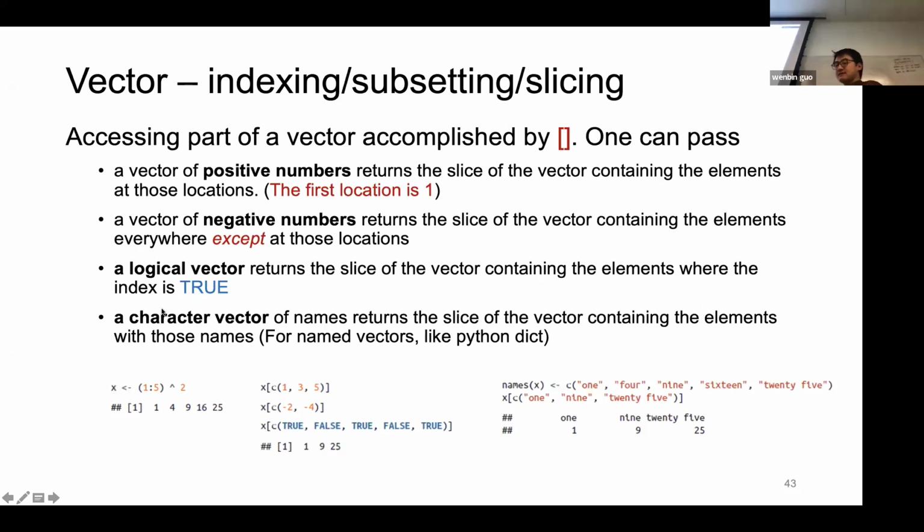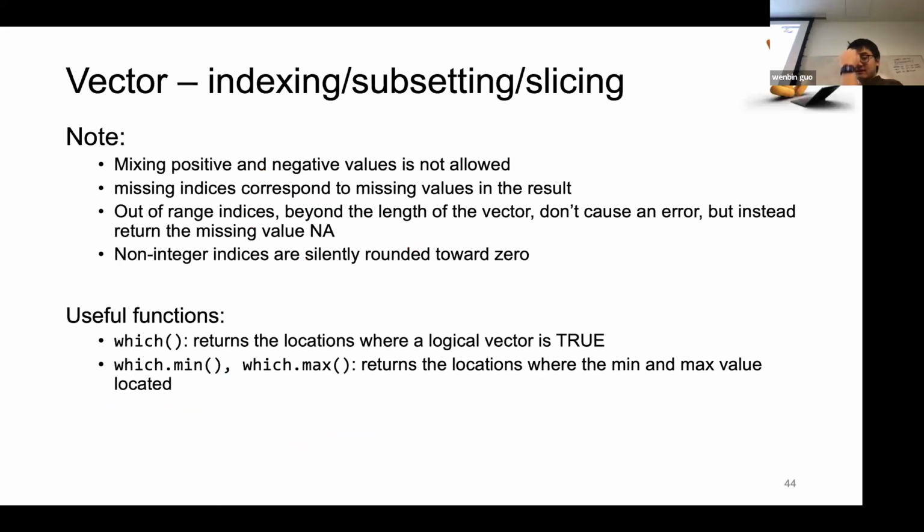And besides that, if you are working with a named vector, you can also specify a vector containing these names. For example, here I assign names to X, and then we select the values based on the names. So this has some flavor of a Python dictionary, right? You have a key, you have a value. So the names here actually serve some role like a key. So this is a vector.